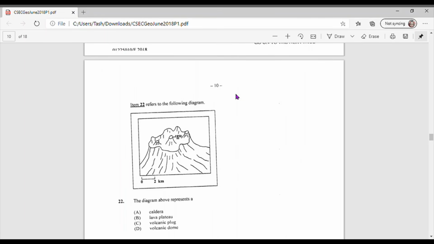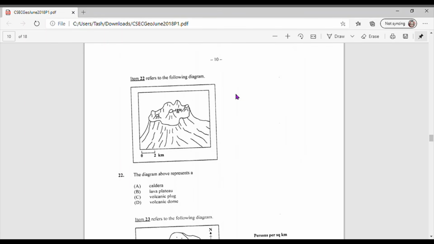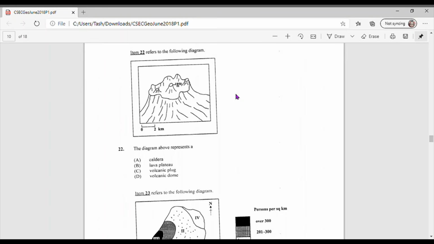Item 22 referred to the following diagram. The diagram above represents a caldera. So you can see based on the top here that would have been blown off, and then you have smaller cones forming in the middle section. So for number 22, your answer is letter A.